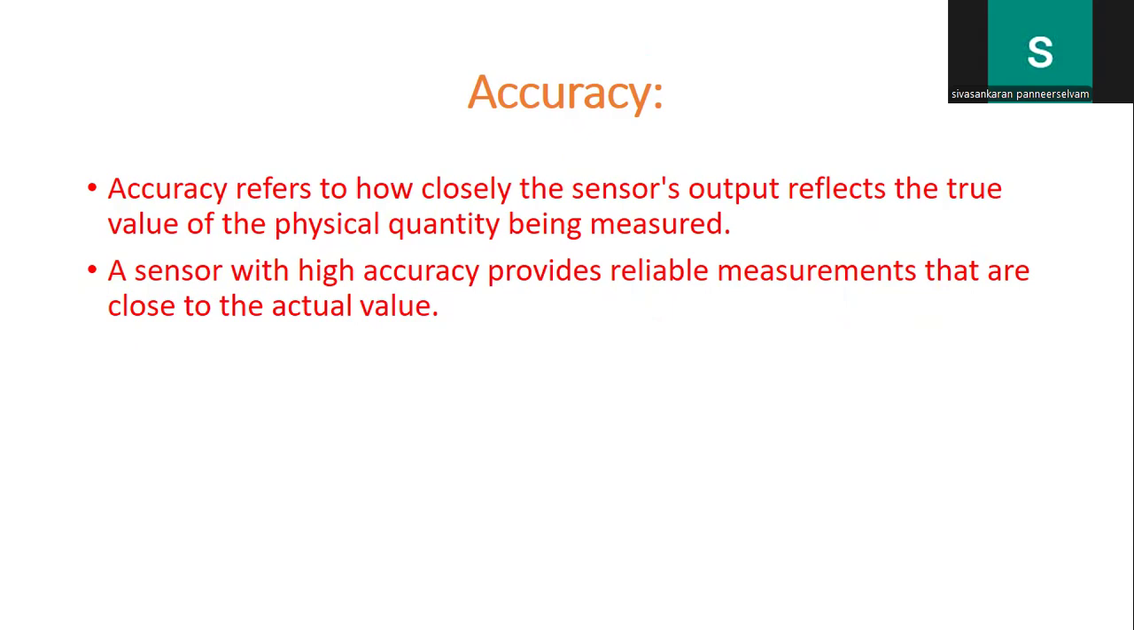How do you measure the accuracy of the sensor used in a robotic control system? Accuracy refers to how closely the sensor output reflects the value of the physical quantity that is supposed to be measured. A sensor with high accuracy provides more reliable data that are close to the actual value.